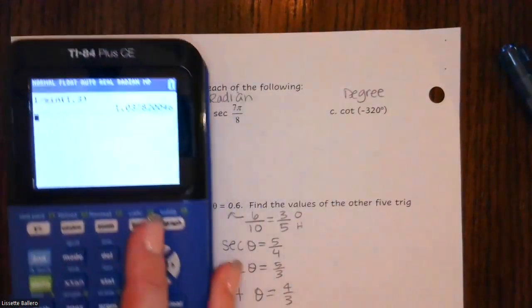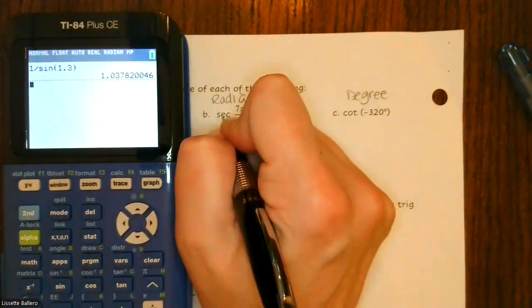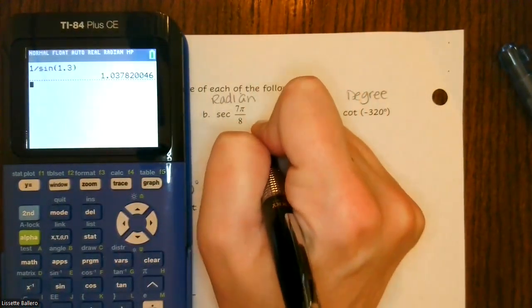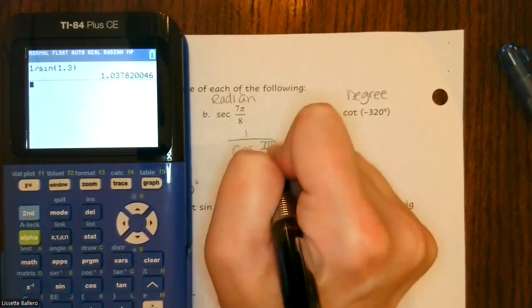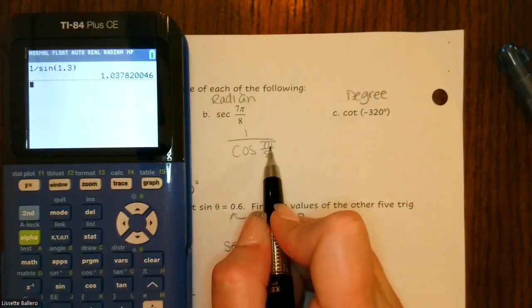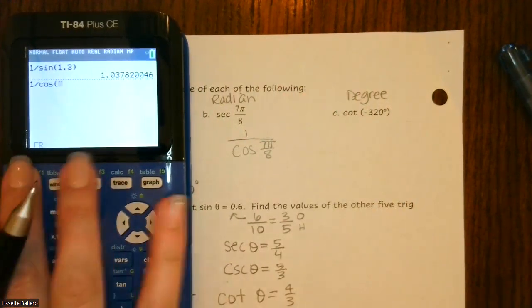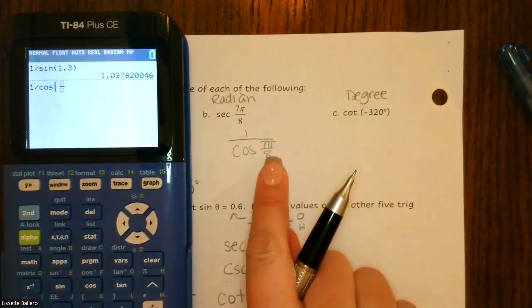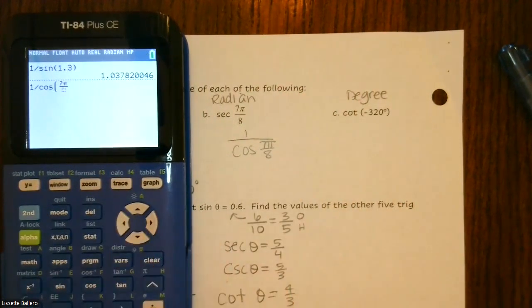For the second one, we're still in radian, so I don't have to change the mode. But this is the reciprocal of cosine, so I would want to put this in as 1 over the cosine of 7 pi over 8. And you do want to use the pi symbol, not the 3.14. So we hit 1 divided by the cosine, and I'm going to go ahead and put the fraction bar there just to make it look exactly the way it does on my paper. 7 pi over 8.